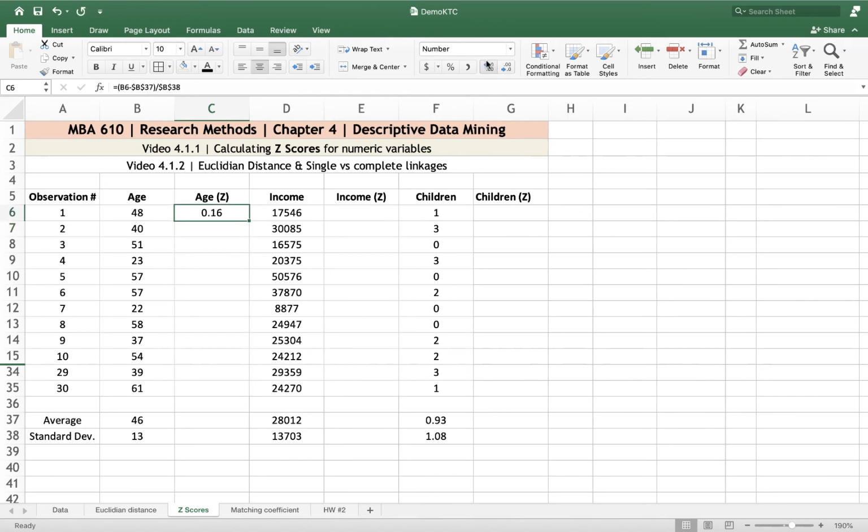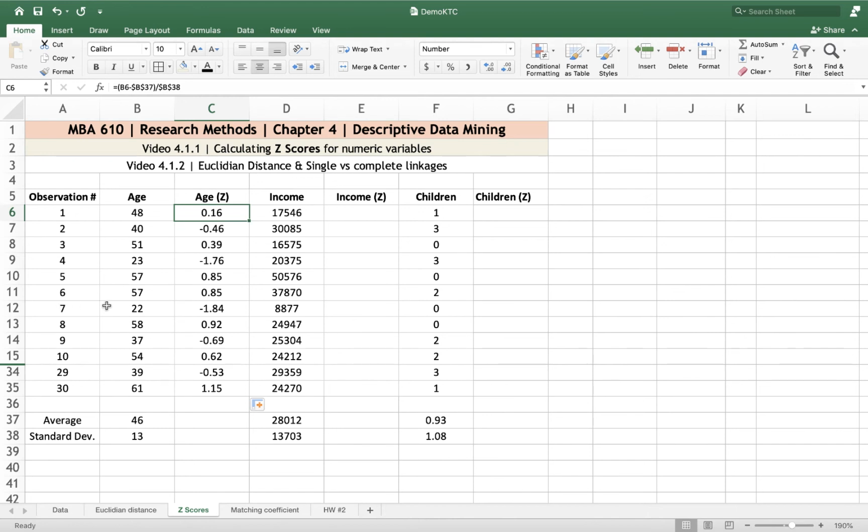I'm going to add a couple of decimal places here, 2, so that I get 0.16 instead of 0, then I'm going to drag it down. And so how I interpret these is that our first person in our sample is 48 years old. That is 0.16 standard deviations above the mean age for people in this sample.